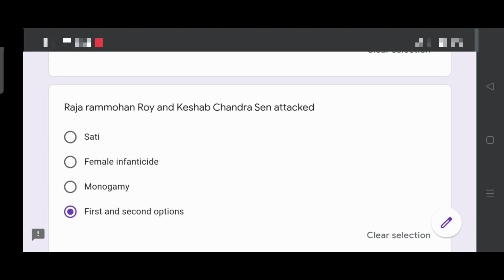The Widow Remarriage Act passed in 1856 was a progressive measure. Earlier, sati and female infanticide had been prohibited. In fact, reformers like Raja Ram Mohan Roy and Keshav Chandra Sen themselves attacked sati and female infanticide, yet people did not react favorably to these measures favoring social reform.